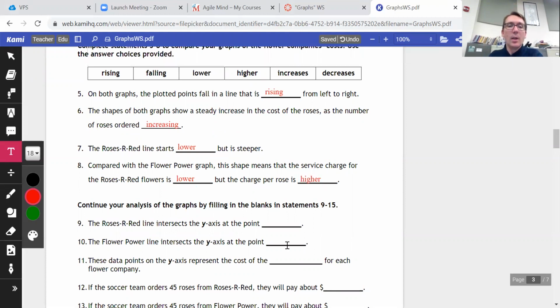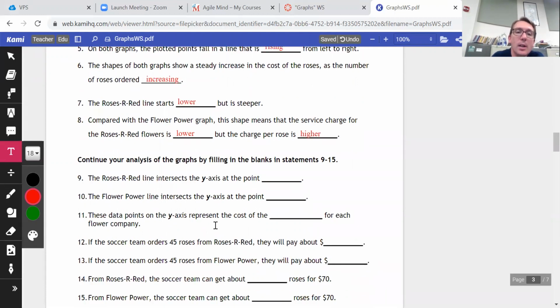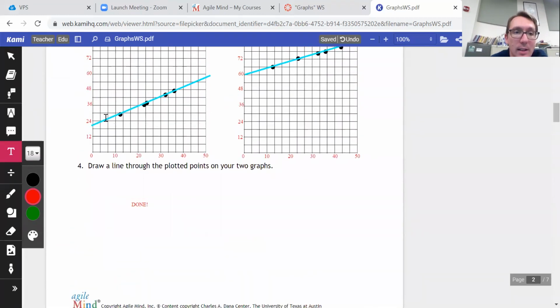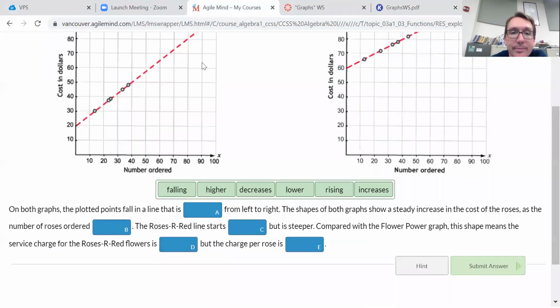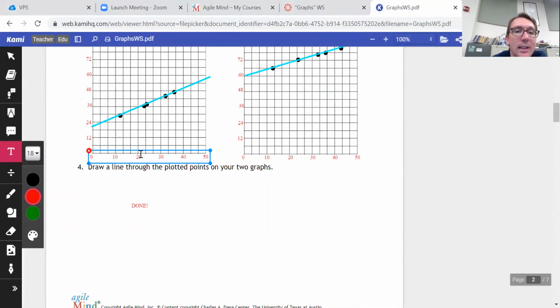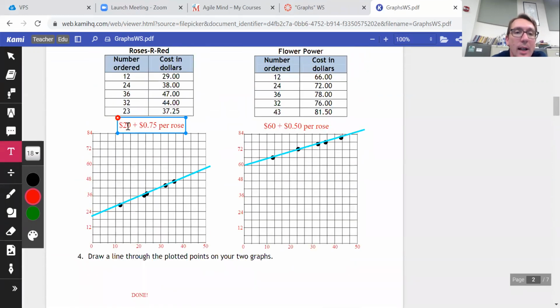That makes sense. Okay, continue your analysis of the graphs by filling the blanks 9 through 15. The roses, our red line intersects the y-axis at the point. Let's take a look. Roses are red, it's intersecting somewhere around there. Let's look at their one. Crosses at 20. In my one, yep, that's about 20. I just can't see it as well because I numbered it differently.